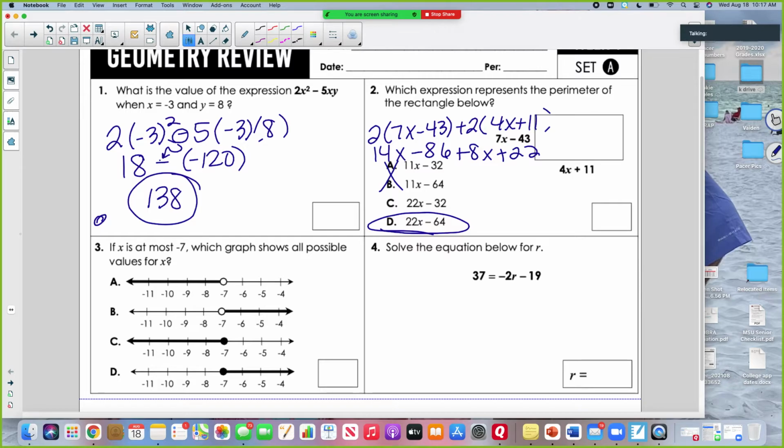It's perimeter, so that's why you do 2 times. Because we want all the way around. If you just do the 7x minus 43 plus the 4x plus 11, that's only halfway. Then I have to double it.